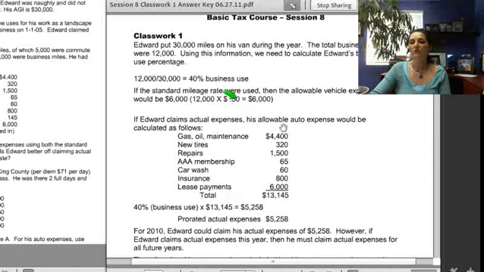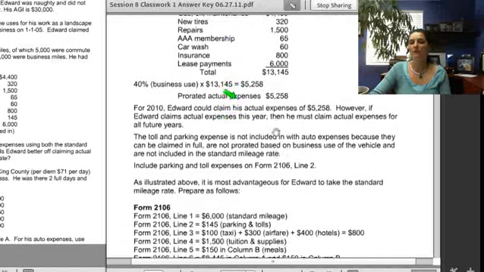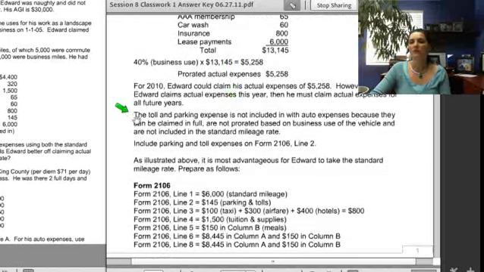The toll and parking expenses are not included with auto expenses because they can be claimed in full, and they are not prorated based on business use of the vehicle and are not a part of the standard mileage rate.